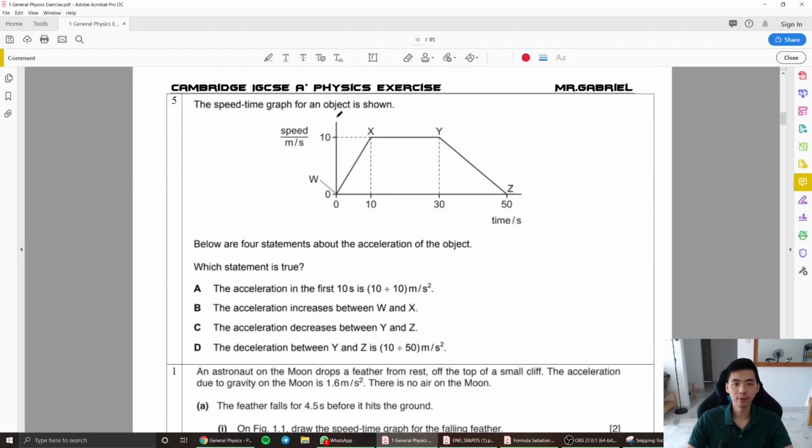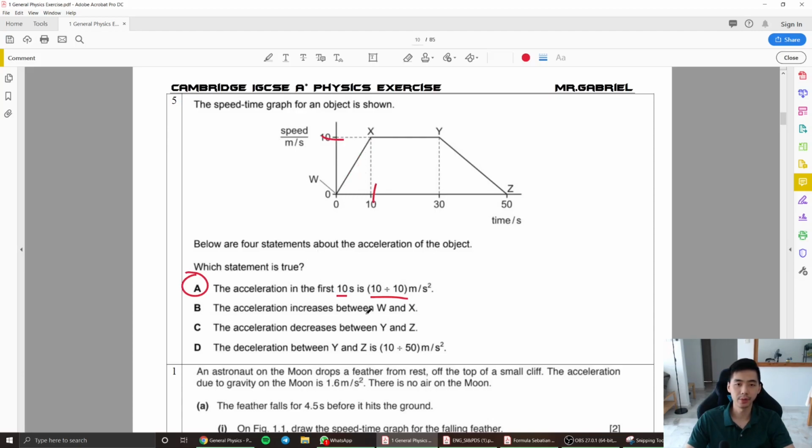The speed time graph for an object is shown. Same thing. Below are 4 statements about the acceleration of the object. Which statement is true? The acceleration in the first 10 seconds is 10 divided by 10 meters per second squared. Oh, this is possible. It's 10 divided by 10, the acceleration.